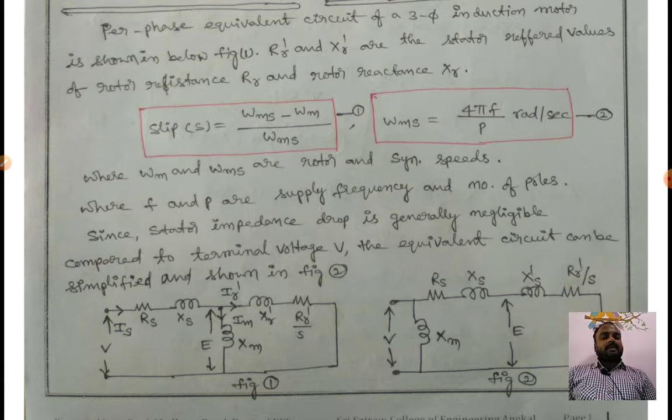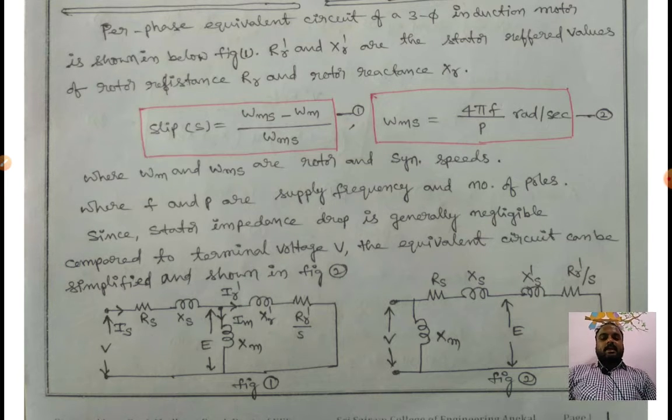Here Ns is equal to 120 f by p. In terms of angular velocity, the synchronous speed omega ms is equal to 4 pi f divided by p radians per second. Here omega m and omega ms are the rotor and synchronous speeds, and f and p are the supply frequency and number of poles.